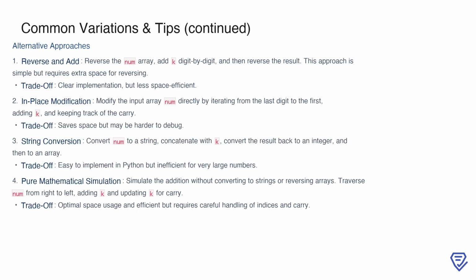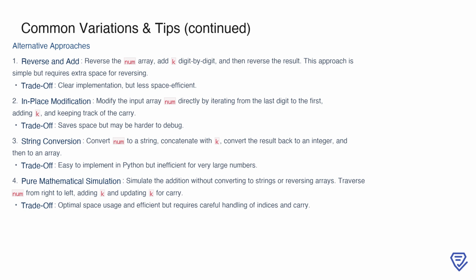There are several alternative approaches to solving this problem, each with its own trade-offs. One option is the reverse-and-add method, where you reverse the input array, add k digit by digit, and then reverse the result. This approach is straightforward to implement but requires additional space for reversing. Another technique involves modifying the input array in place. Starting from the last digit, you add k while tracking the carry, updating the array directly. This saves space but can be challenging to debug.